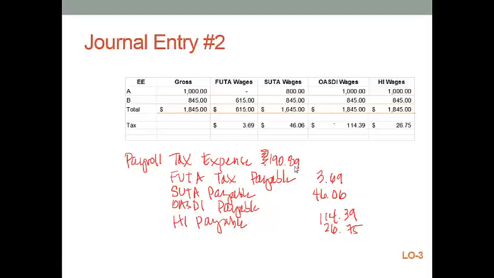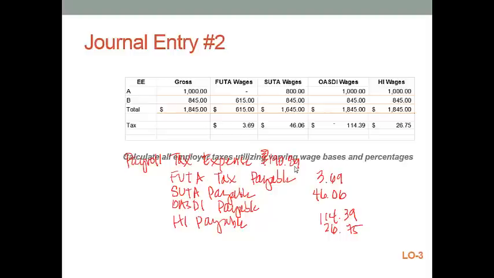Okay, so those are the two journal entries that you make. Again, whether you're paying one employee or a million employees, it's always the same two journal entries. Once you pay somebody, these are the two journal entries that you make.